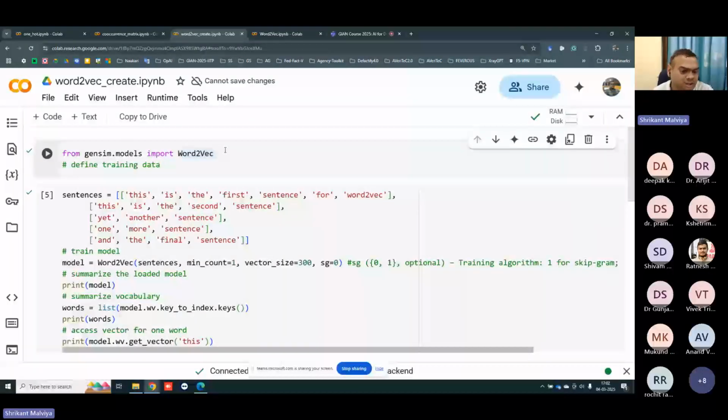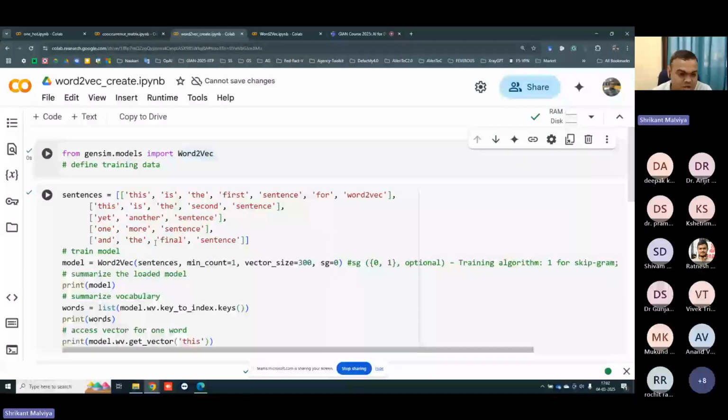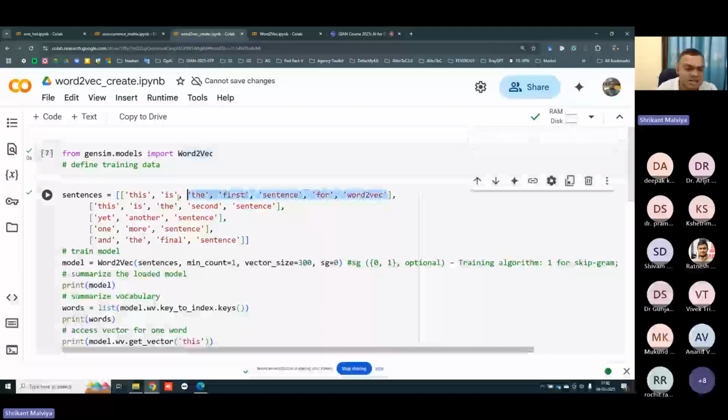So the library is loaded. Here we have sentences. If you want to train your own embedding, this is the corpus you need to give, as a list of words, not a sentence directly. This is one sentence, so you already have to split the sentence into words and then give your entire corpus to the Word2Vec model for training. Okay, so how will the Word2Vec function be used for training?